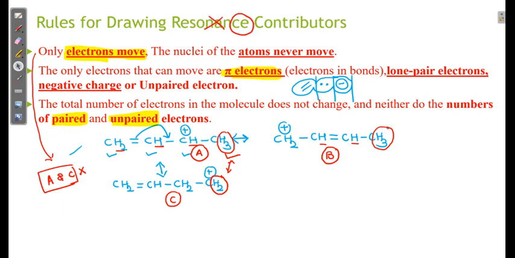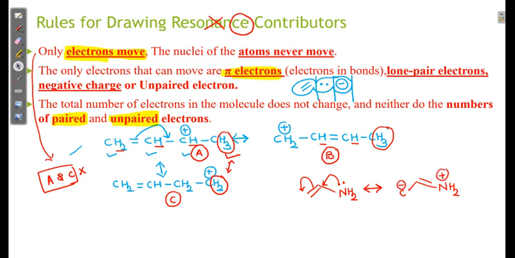Let us see another example. Suppose I have a structure like this, and I am drawing the resonating structure for this compound. Then what can I get here? So I can get this. I will not change the place of the atom, like this.